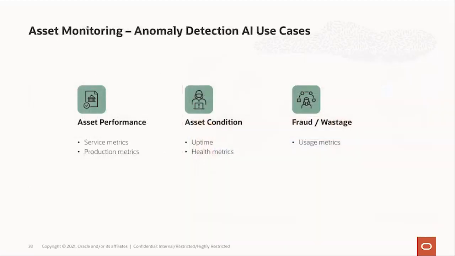So in this case, we basically see three broad types of use cases. One is asset performance focused. Is my telecom tower logging the right kind of service metrics? Are there any anomalies? Or the production metrics, for example, if you're producing something from that asset, is it producing the right kind of metrics related to your business goals? So asset performance focused is one type of use case that we see.